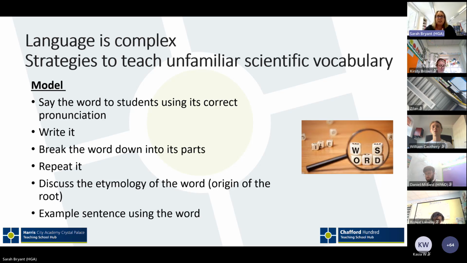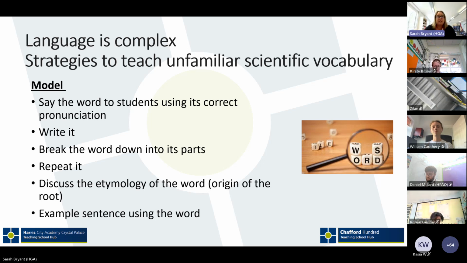We need to teach our science-specific vocabulary because they might not have come across some of these words in everyday life, or they might have come across the word, but used in a completely different context. So some vocabulary will be outside of normal day conversation. It's not every day that you would use the word photosynthesis in your conversation.